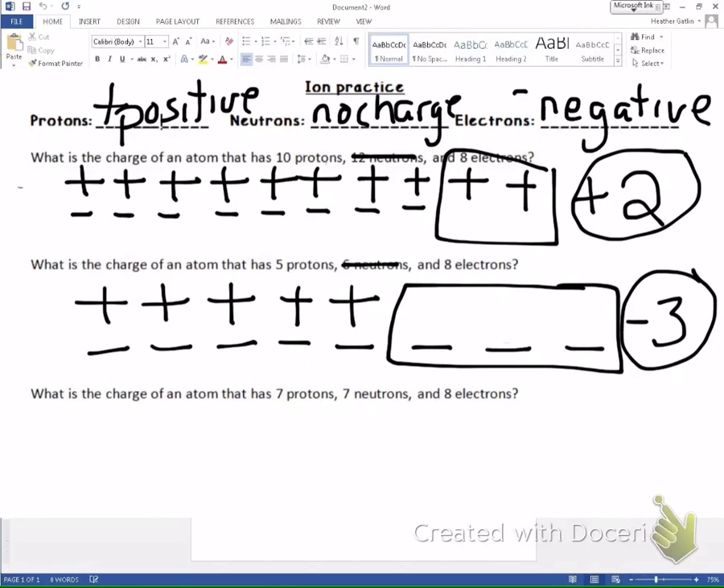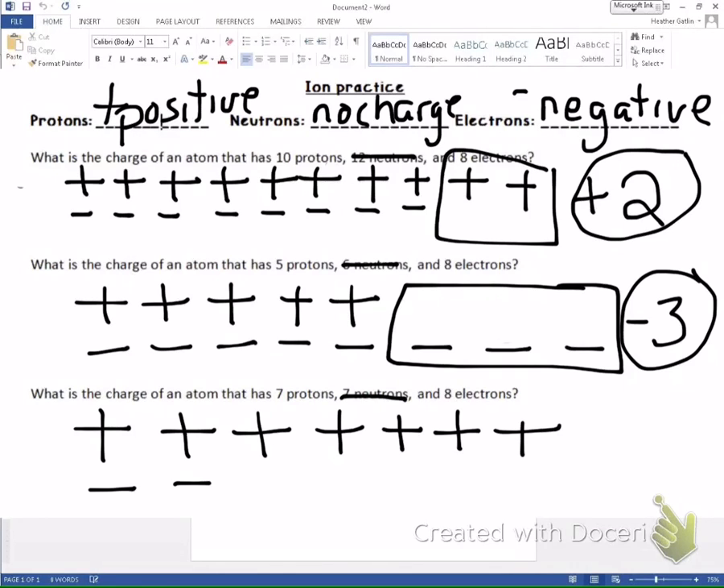Alright, let's do one more problem together. Our last problem states that an atom has 7 protons, 7 neutrons, and 8 electrons, and it wants to know what its charge is. Again, we ignore neutrons because neutrons do not have charge. We draw our 7 protons. Okay, and then we draw our 8 electrons, matching 1 electron for each proton that I've drawn.